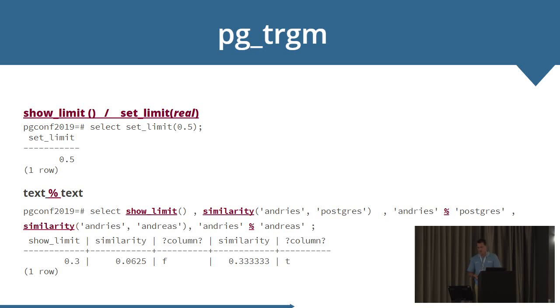Just an example there at the bottom, we see our show limit is 0.3. We did a similarity between Andries and Postgres, and a similarity between Andries and Andreas as well. There you would see the similarity for Andries and Postgres is only 0.06, so that would return a false, whereas Andries and Andreas is 0.33, and that would return a true. So if you do a percentage match on the columns in your table, you would basically get a true or a false.